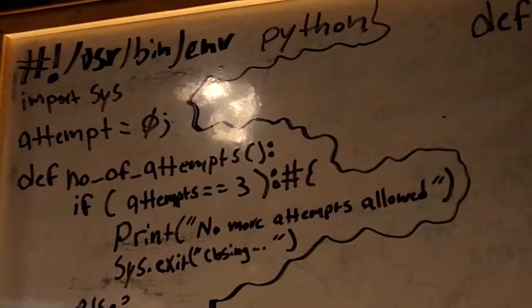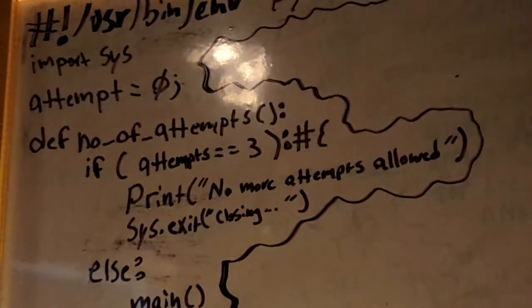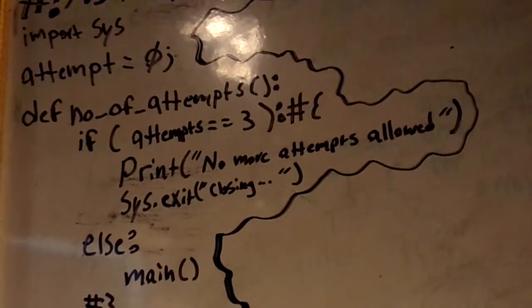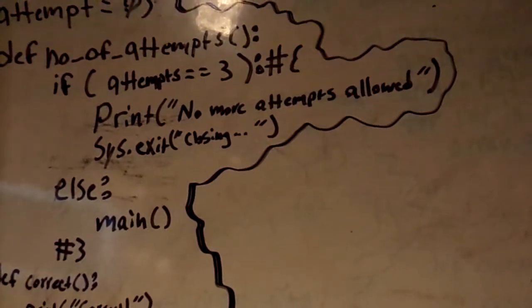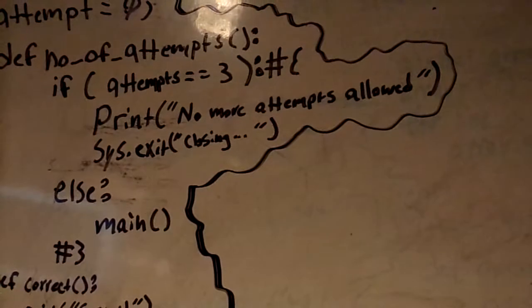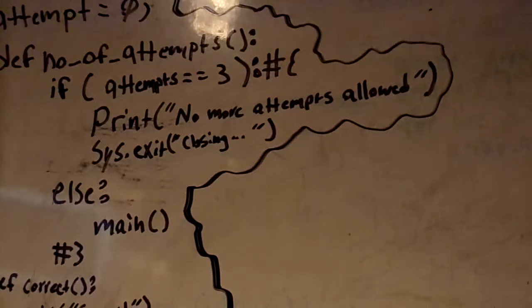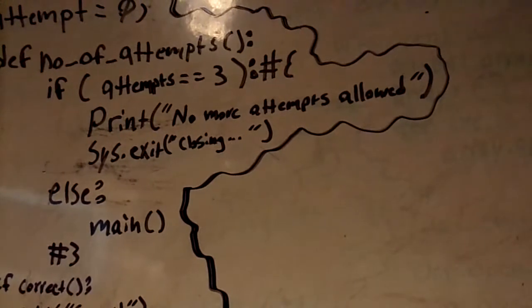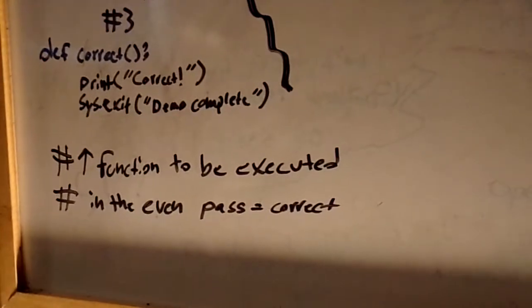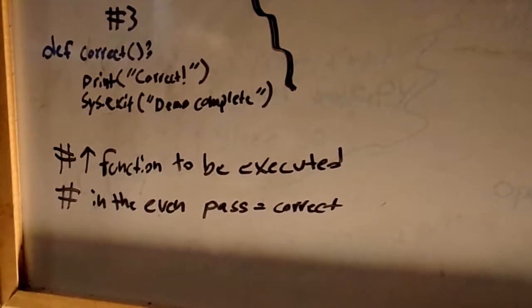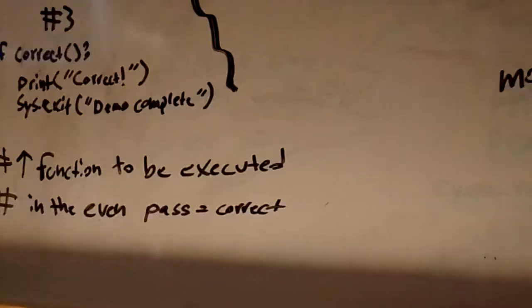You got your shebang line. Import sys, attempt equals 0, then define a function called number of attempts. If attempts equals 3, which is the limit, then it's going to print no more attempts allowed and exit the program. Otherwise it's going to go back to the main function. Then we have the correct function, and that's executed when they get the password correct. Then we have the main function.